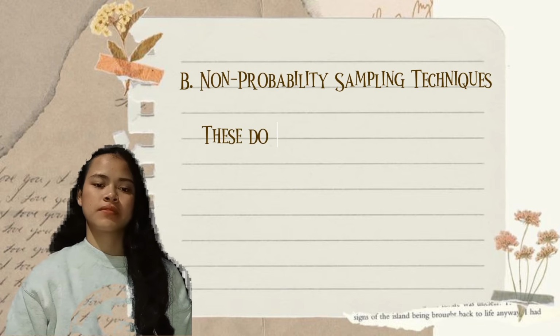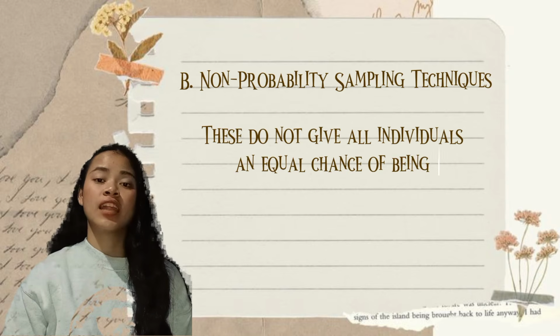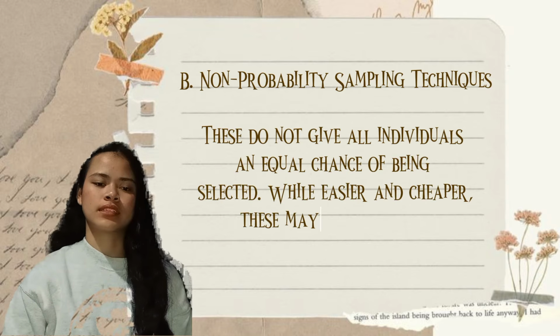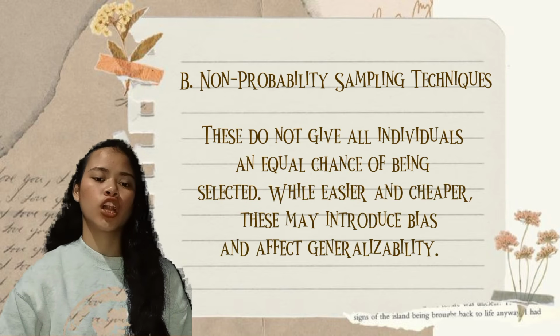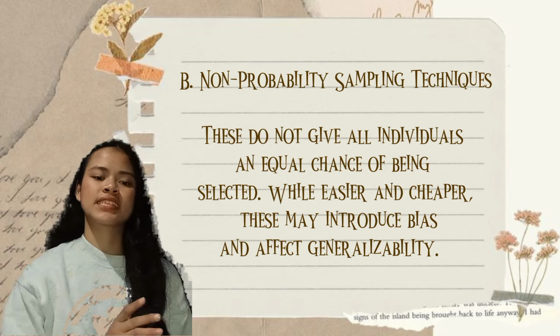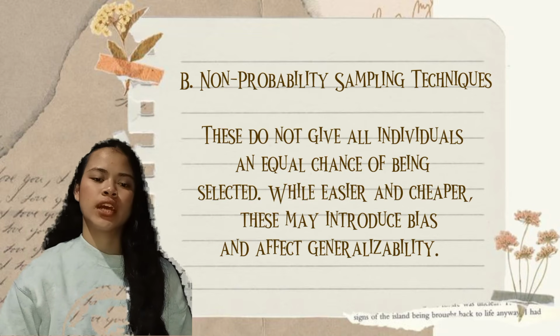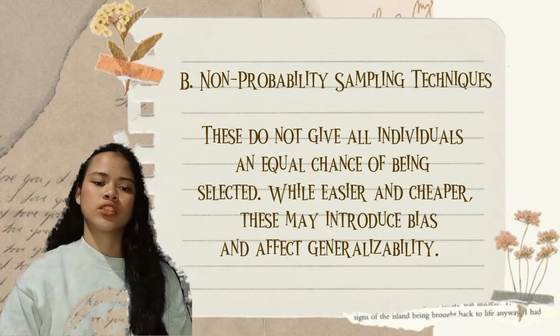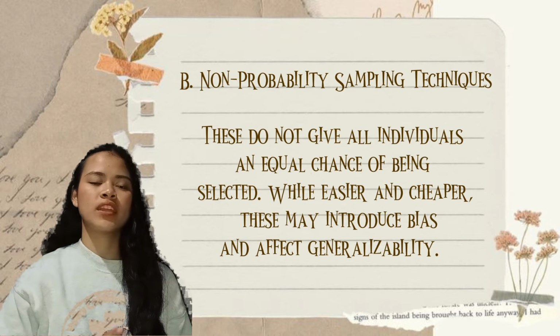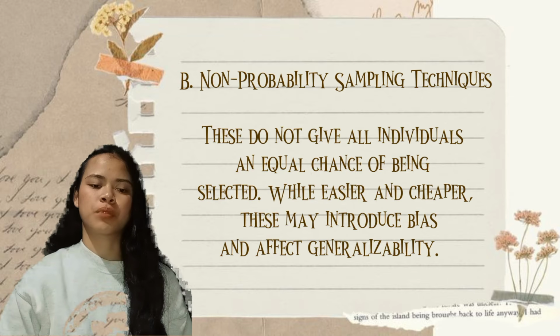And the other type of sampling technique is the non-probability sampling technique. This does not give all individuals an equal chance of being selected. While easier and cheaper, this may introduce bias and affect generalizability. These techniques are often used in qualitative research, pilot studies, or when the population is hard to reach.